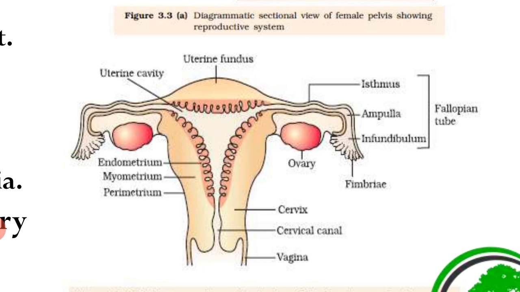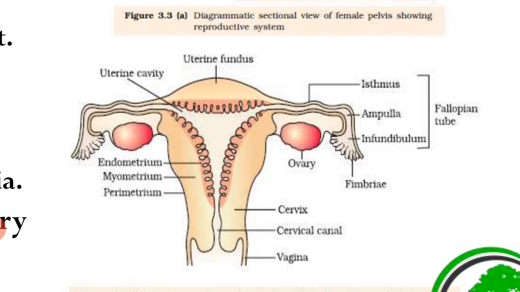Then your uterus can be divided into three parts. First one is uterine fundus, then second one is uterine cavity, inner cavity, and then the next one is the cervix. The uterus is going to open into the vagina. The uterus will open into the vagina through a narrow structure known as cervix.